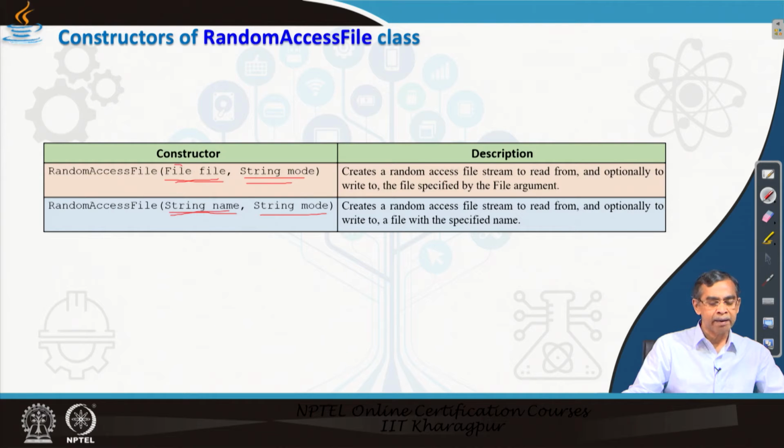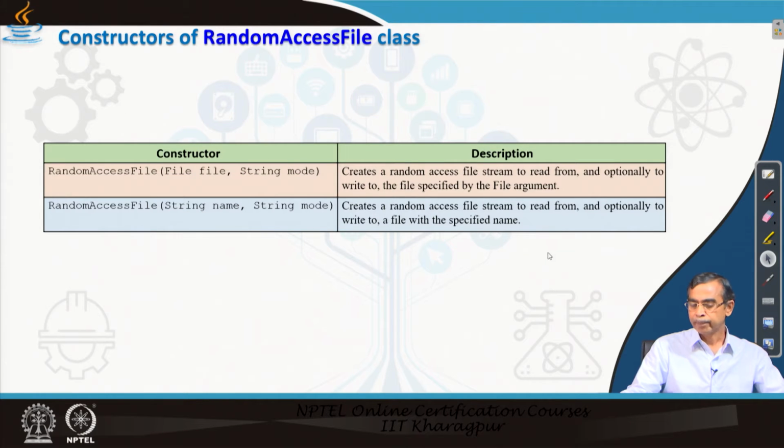A random access file can be created if originally a file is available, then this mode is used. If it is not available, or even if it is available, this constructor can be used. So, there are two constructors you can use to create the file object of type random access file, and this is important to note, because we will follow these two constructors while we create the random access file.